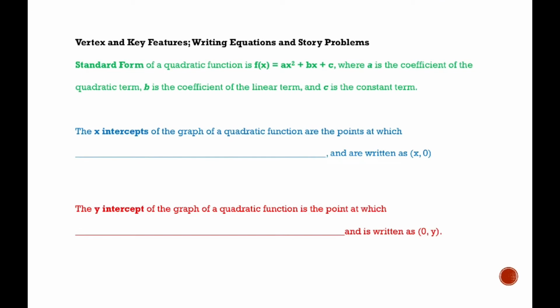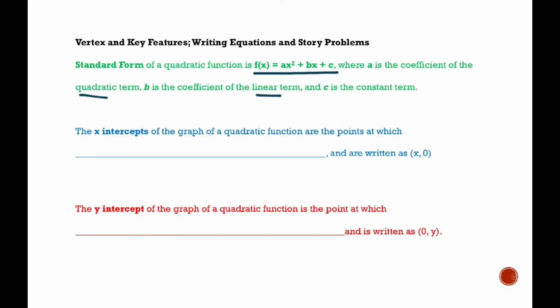The standard form of a quadratic equation is f(x) = ax² + bx + c, and we've already dealt with that. But when it's in that format, that's what's called the standard form. a is the coefficient of the quadratic term, b is the coefficient of the linear term, and c is the constant term. We've used this before with the quadratic formula, but we also know that we're not really able to tell too much about the graph just by looking at it like that. So that's what we'll be talking about today.